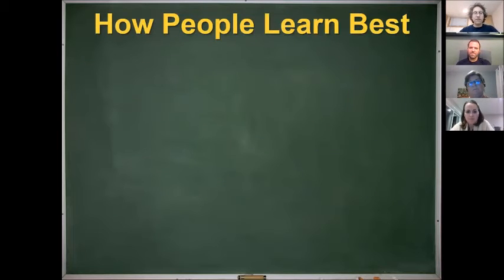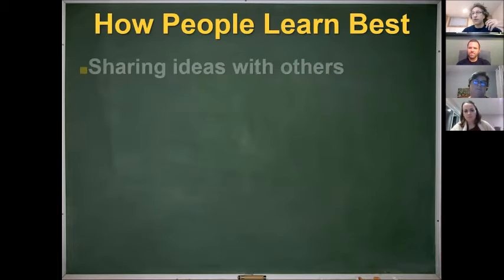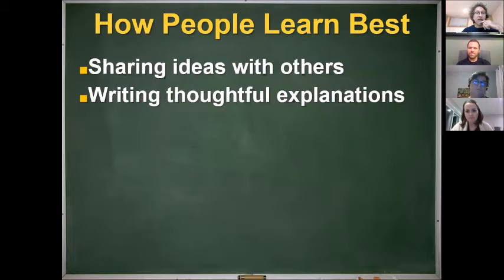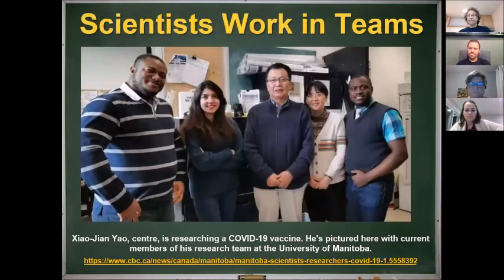And then we get to the really important part. So we're about 10 minutes into our first lesson, and I want to talk to them about how people learn. People learn best when they are sharing their ideas with one another and they're writing thoughtful explanations. And that's exactly how professional scientists do their job. They're almost always working in teams, collaboratively. So we need to start practicing these habits and behaviors from the earliest points in our students' training.